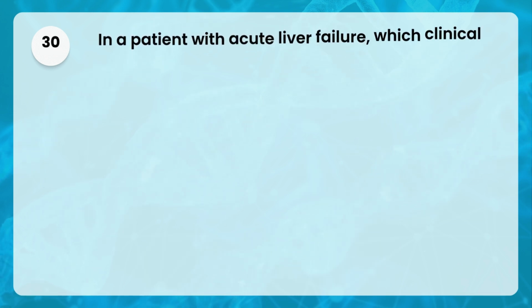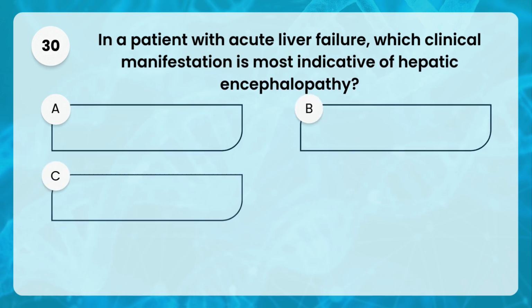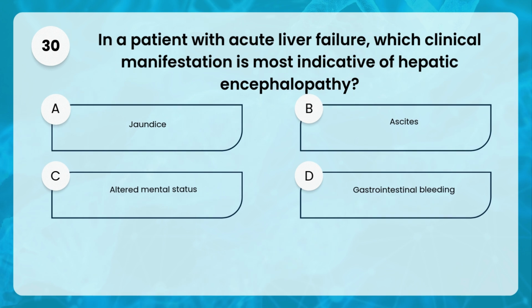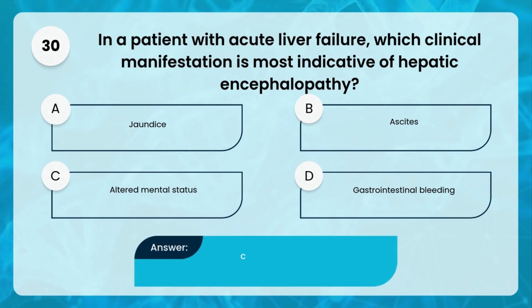Number 30. In a patient with acute liver failure, which clinical manifestation is most indicative of hepatic encephalopathy? A. Jaundice, B. Ascites, C. Altered mental state, D. Gastrointestinal bleeding. The answer is C. Altered mental status.